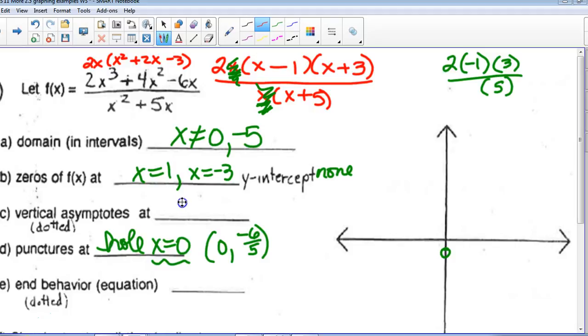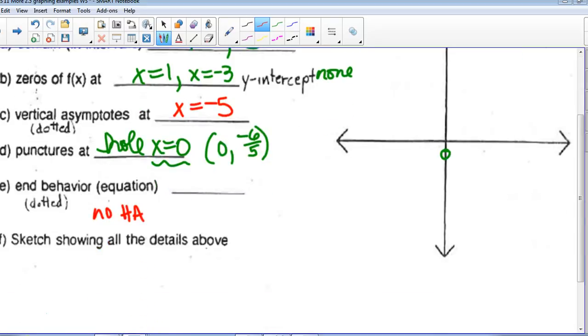Vertical asymptote? No. There's a hole at x equals 0, so there can't be a vertical asymptote. But this one has a vertical asymptote at -5. End behavior. Oh, this is where I want to cry a little bit. It has no vertical asymptote. No horizontal asymptote. Okay. We have to divide.